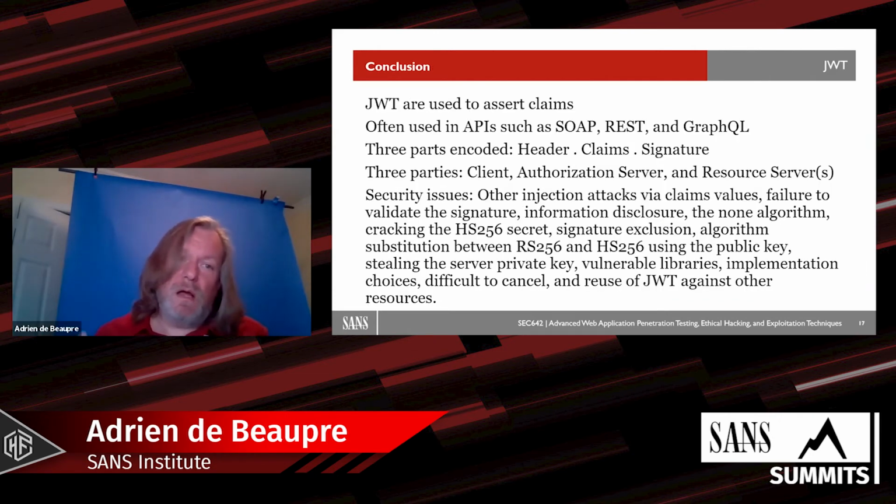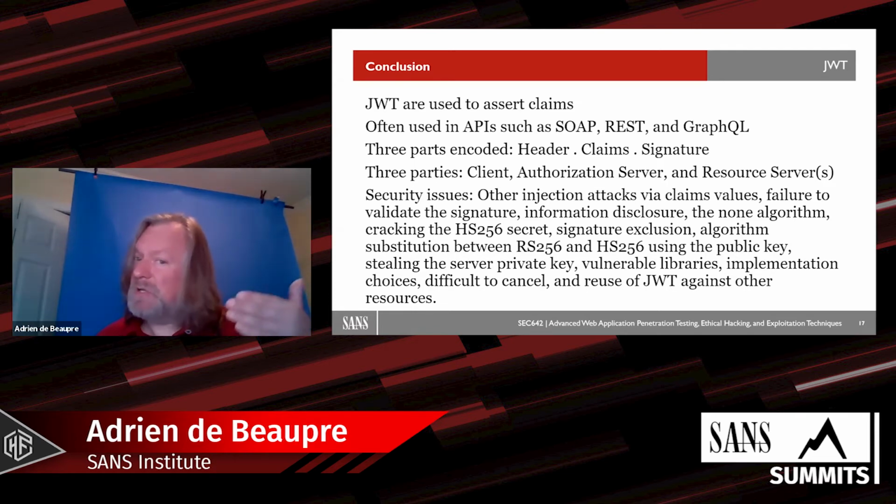So, conclusion: JWTs assert a claim, most often used in REST and GraphQL APIs. You log in over the API call, you get your JWT, and then you send in your JWT for every subsequent request, right? There are three parts, basically URL safe encoded: the header, the claim or claims, the assertions, and then the signature. There's the client. There may be a separate authorization server from the resource server, or they might be the same.